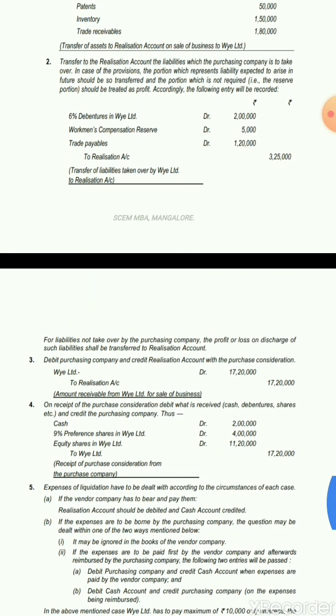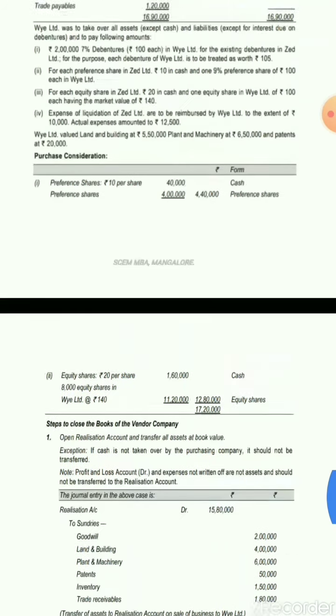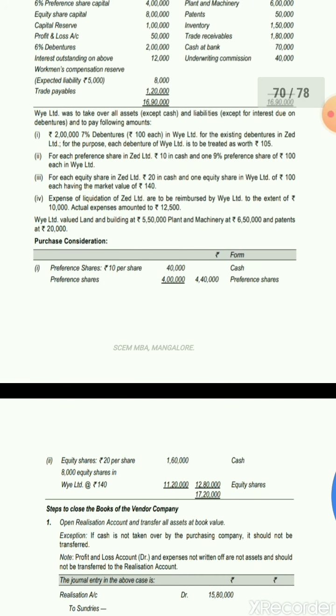And then there is liquidation expenses which is partially met by the purchasing company and the remaining is met by the selling company. Actual value of liquidation expenses is 12,500. Initially the whole amount of 12,500 was paid by selling company, but it got reimbursement of 10,000. It got reimbursement of 10,000, right? So technically selling company has paid only 2,500, as simple as that.